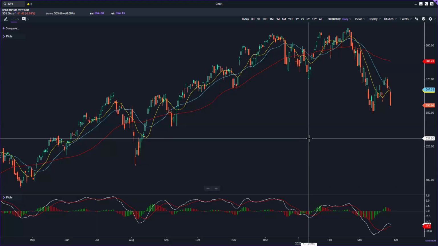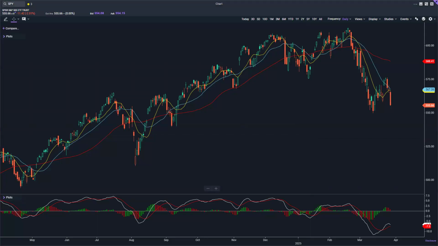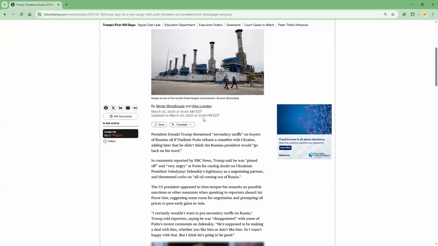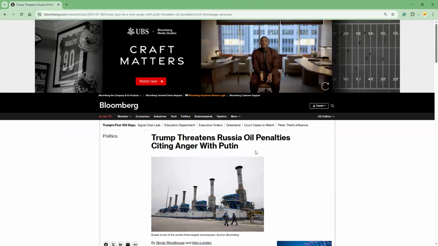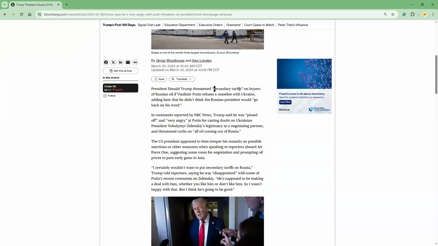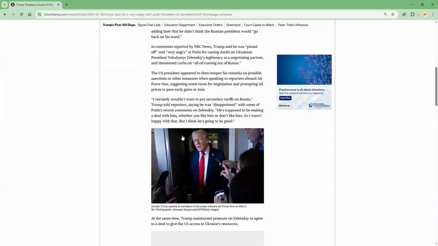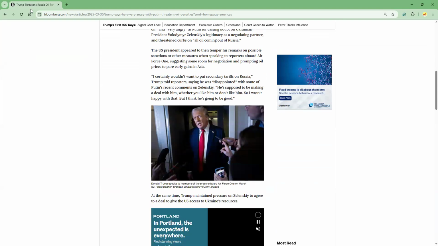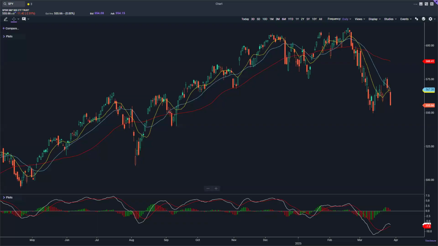And then obviously we just heard the breaking news that came out at 10:09 p.m. tonight with Russia. Trump threatens Russia oil penalty, citing anger with Putin. So he's putting secondary tariffs on buyers of Russian oil. So any country that buys Russian oil, Trump is going to tariff them now. So that's some major news that's coming out, and we definitely have to be prepared for that.